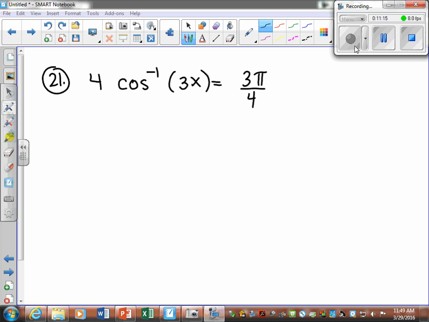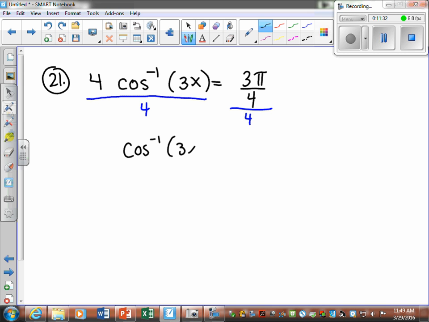Okay, this is our last one. Go ahead and write it down and try it. We're going to go ahead and proceed. So the first thing we're going to do is divide both sides by 4. Divide by 4, divide by 4, and that would just give me cosine inverse 3x is equal to, dividing by 4 is multiplying by the reciprocal.